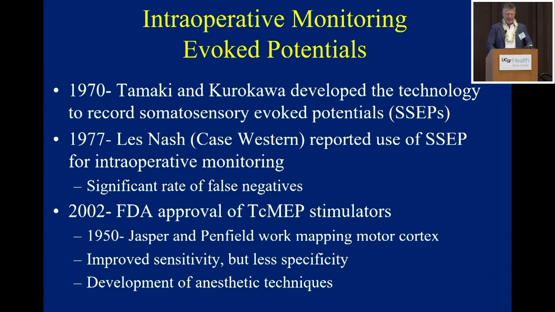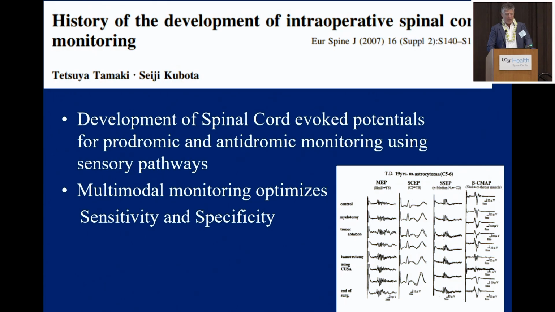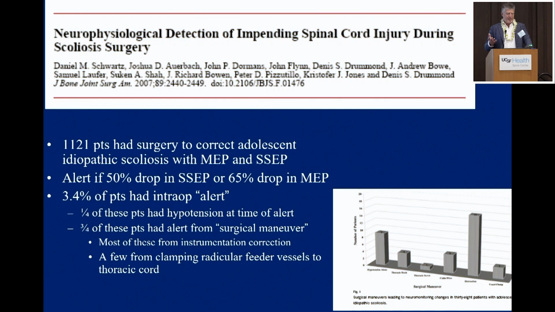Just a little more history about the fact that the evolution began with SSEPs, moving through transcranial and motor evoked potentials, and now multiple myotomes are pretty much what we're using for the most sensitivity in the OR. And what we recognize, and Daniel Schwartz at Penn has done a lot of work with this, is very good sensitivity with motor evoked potential drops. And in a series of over 1,000 patients, it was quite remarkable how few of these were adolescent idiopathic scoliosis cases. Only about 3% had a real alert intraoperatively.